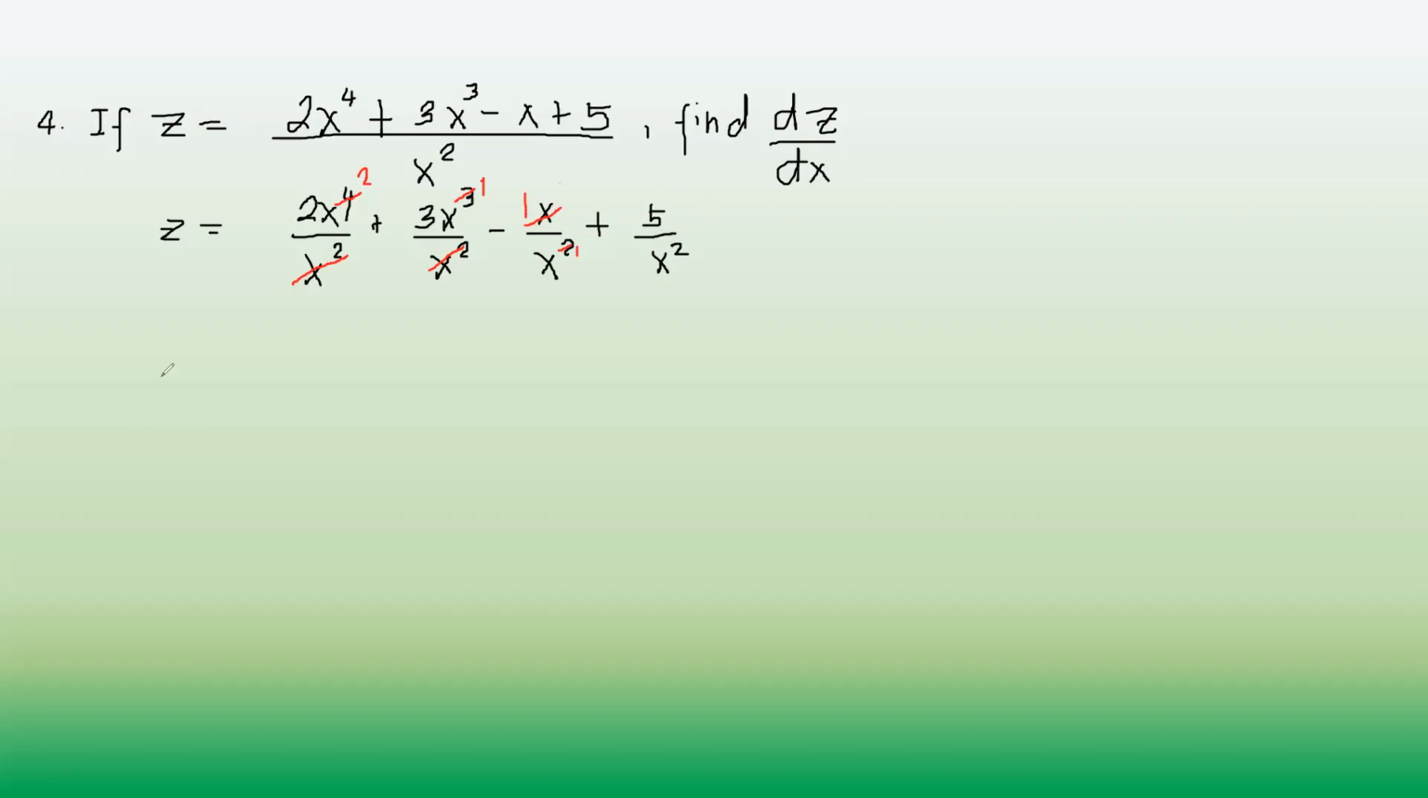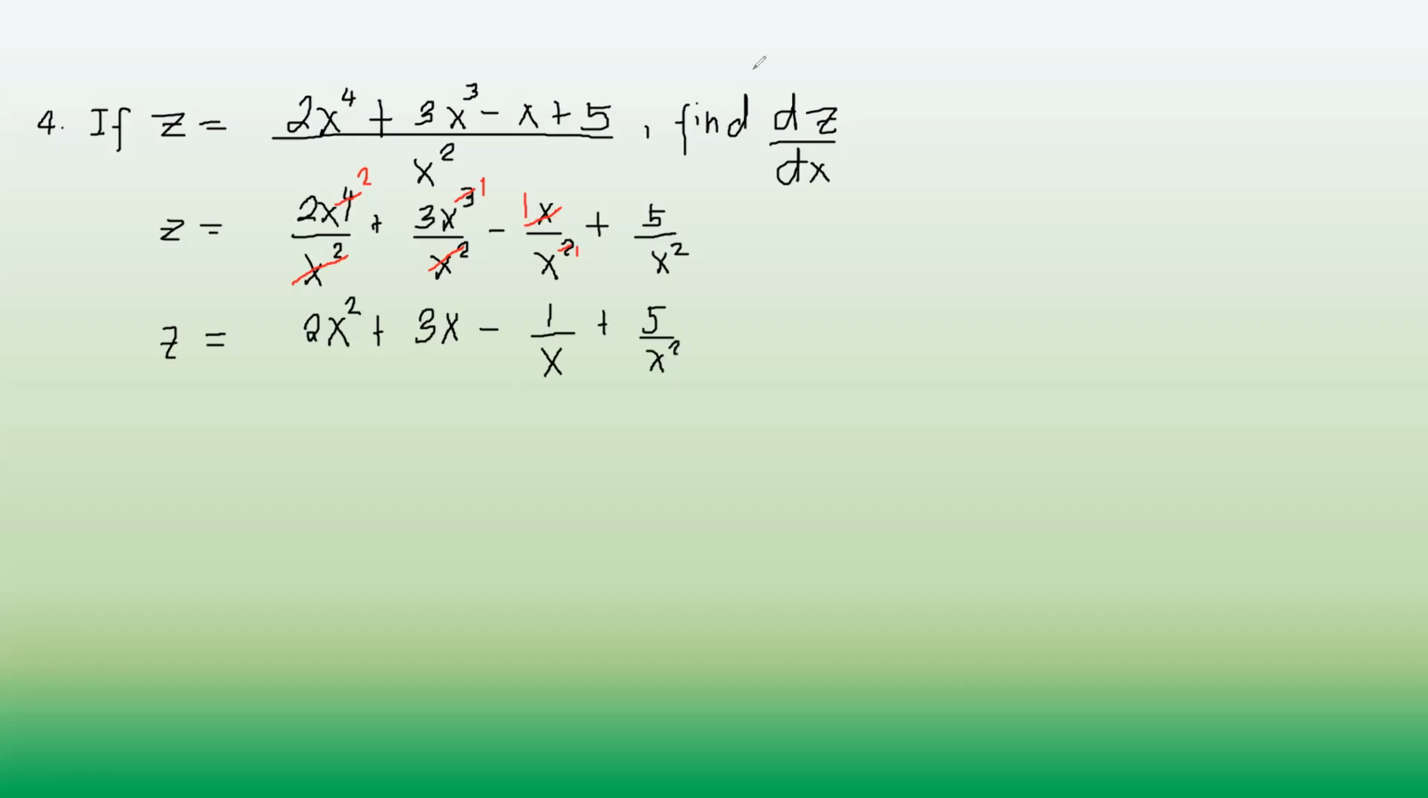So when simplified, z is equal to, so we have 2x raised to 2 or 2x squared plus 3x raised to 1 or simply 3x minus ito magiging 1 sa ating numerator kasi cancel lahat doon yung x, isa lang naiwan. So 1 yun. 1 over x raised to 1 plus rewrite 5 over x squared.